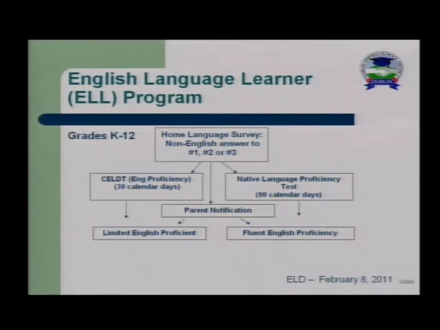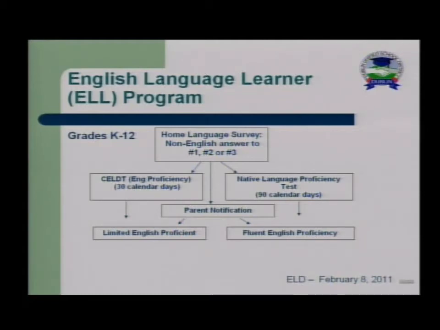They fill out their home language survey. It is part of their registration process. It's right there on the form, and there are 4 questions detailing their language spoken at home, most frequently used, what language the child grew up speaking. That's the home language survey. If any of the answers to those first 3 questions is yes, that they have spoken another language, they are immediately given the CELDT test, which is administered within the first 30 days of the school year.